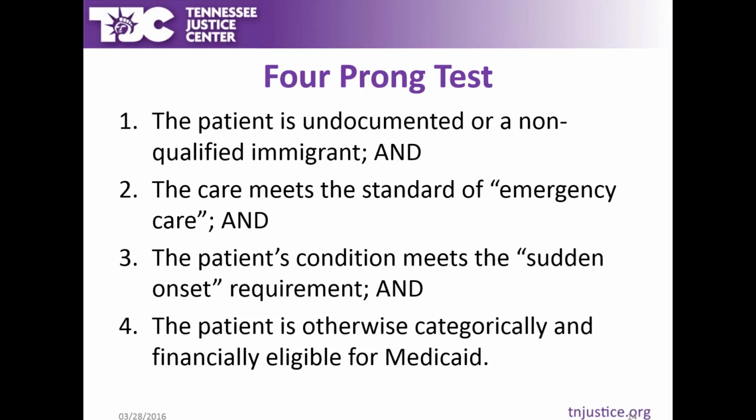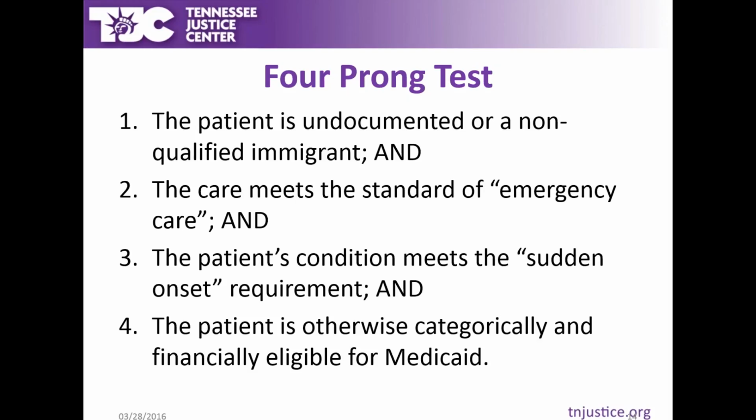So I do want to stress that, especially if you're referring a case to TJC, in order for us to be able to advocate and find a legal ground for that individual, we're first going to be screening to see if there is an open category of TennCare that they would otherwise be eligible for if they had a qualified immigration status. If we don't think that person has a qualified immigration status, then we couldn't pursue emergency Medicaid for that individual because there's not a legal ground for us to argue on.